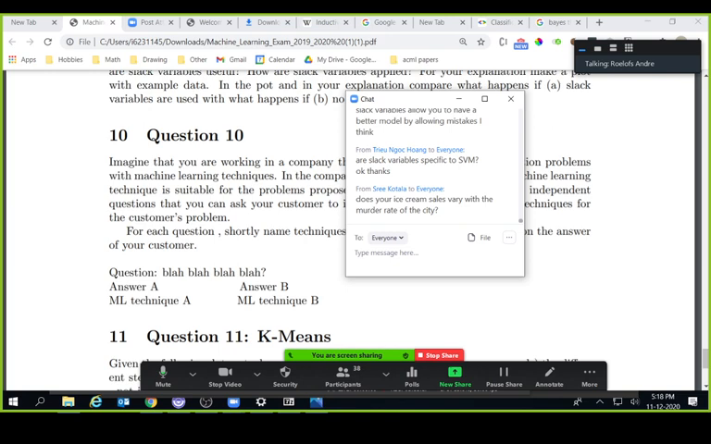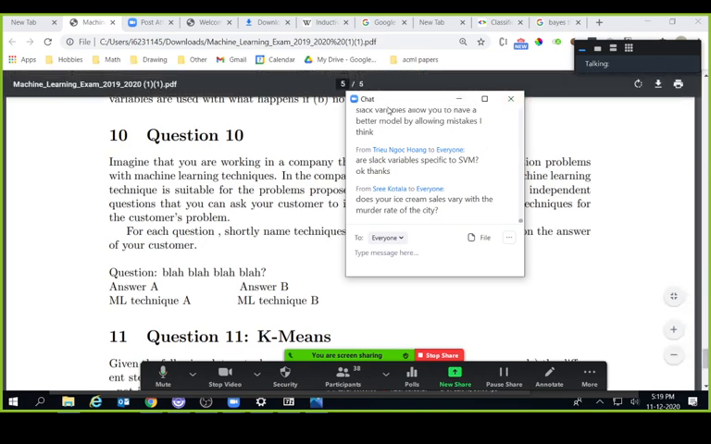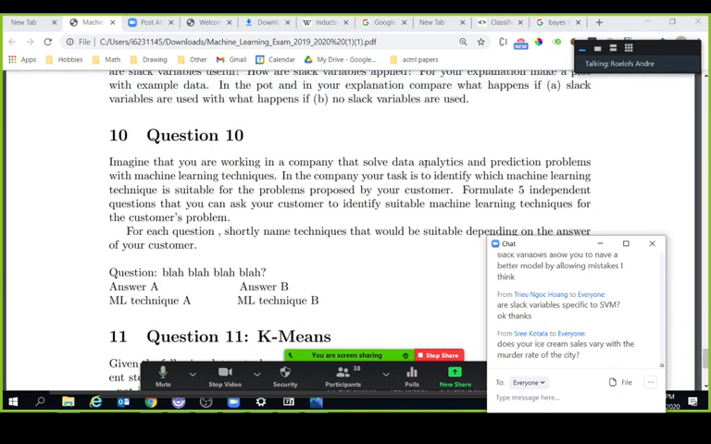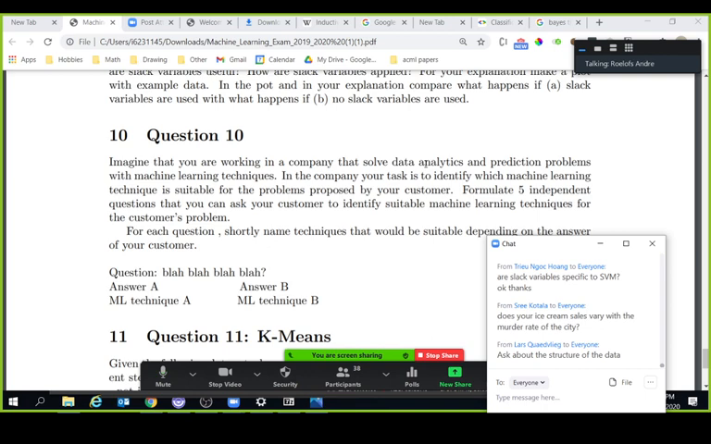So I gave you a problem, and basically what you need to do for this question is think of a problem, and then think of how to solve it and which questions to ask the client. So identify which machine learning technique is suitable for the problems proposed by your customer. I'm your customer. And I tell you, I have some medical data, and I want you to find out whether the people have cancer. What is the first question that you ask me? Well, no, but you need to think of a customer who might have a problem that you can solve.